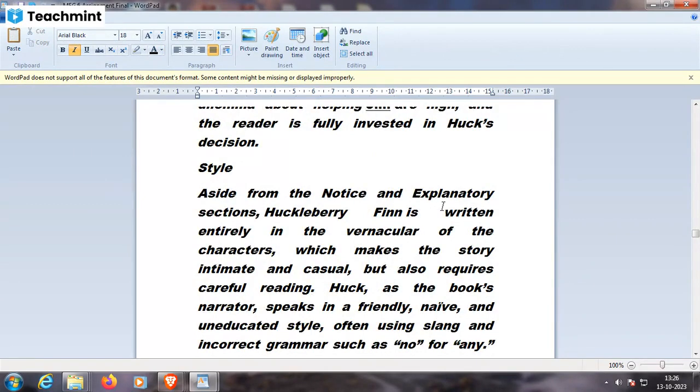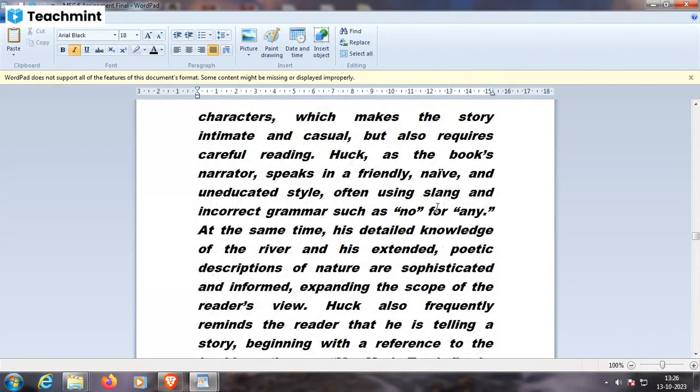of the characters, which makes the story intimate and casual, but also requires careful reading. Huck, as the book's narrator, speaks in a friendly, naive, and uneducated style, often using slang and incorrect grammar such as "no" for "any." At the same time, his detailed knowledge of the river and his extended poetic descriptions of nature are sophisticated and informed, expanding the scope of the reader's view.